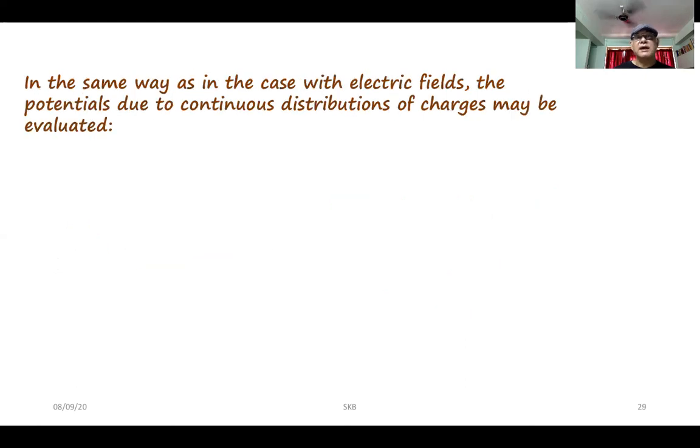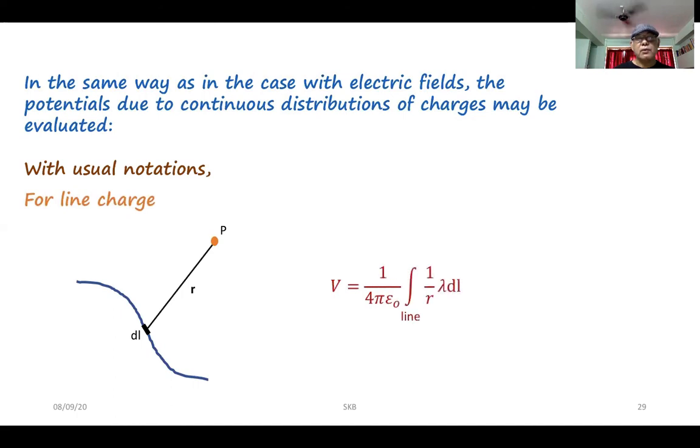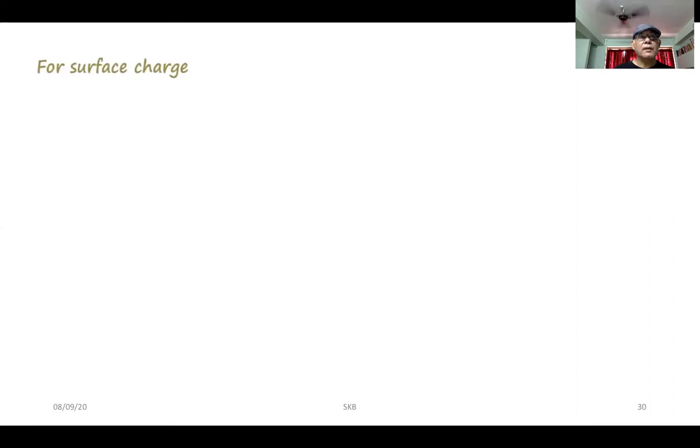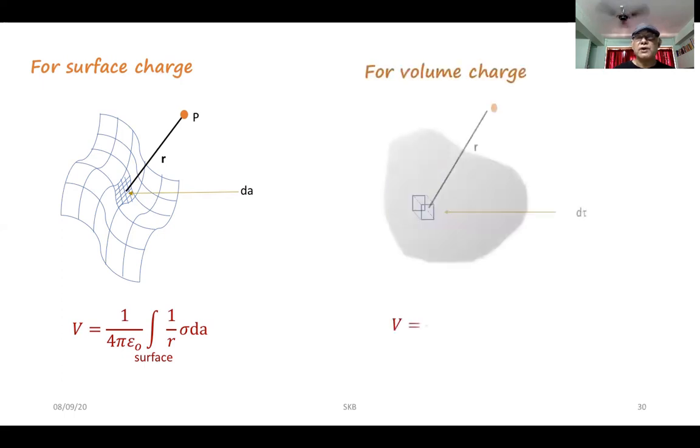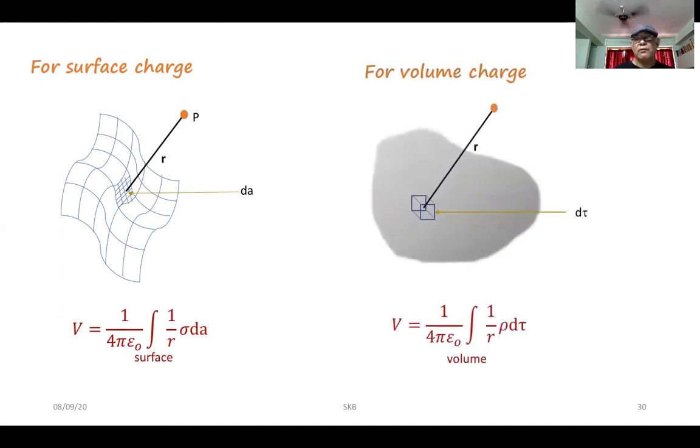In the same way as in the case with electric fields, the potentials due to continuous distributions of charges may be evaluated with usual notations. For line charge, we have potential equal to 1 by 4 pi epsilon naught integration over a line 1 by r lambda dl. For surface charge, V is equal to 1 by 4 pi epsilon naught integration over a surface 1 by r sigma dA. And for volume charge, V is equal to 1 by 4 pi epsilon naught integration 1 by r rho d tau over a volume.